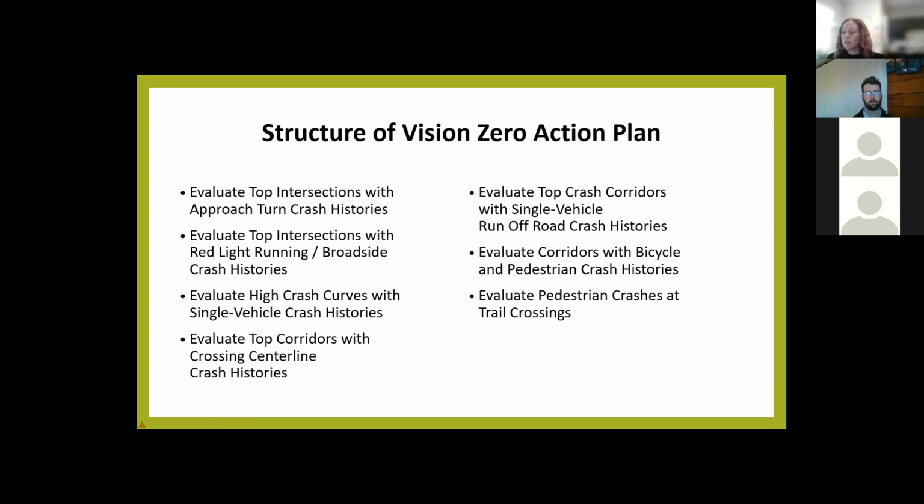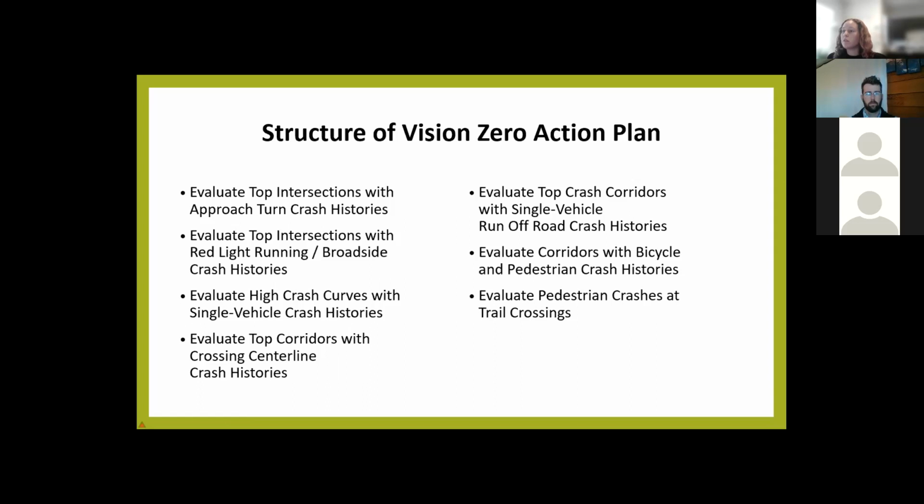And lastly, we identified all our corridors with bicycle and pedestrian crash histories. We found in the analysis that just over half of the bike and ped crashes occurred at intersections, and a few of the pedestrian crashes took place at trail crossings. Most of the corridors that ranked highest on our list here are already undergoing safety improvements or have recently. So again, we'll focus on those locations that call for attention.